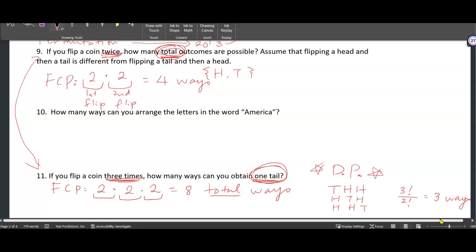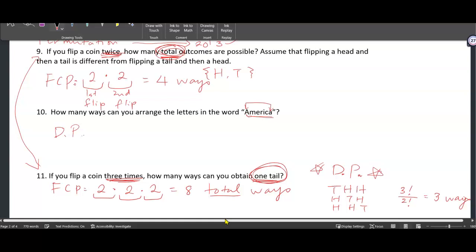Again, when it's the total, you use the fundamental counting principle. When it's specifically how many tails, it's the distinguishable permutation. Okay? And number 10 is very obvious. Every time you have letters rearranging with some repeats, like assuming the capital A and the lowercase a are considered the same, then this is obviously a distinguishable permutation, right?